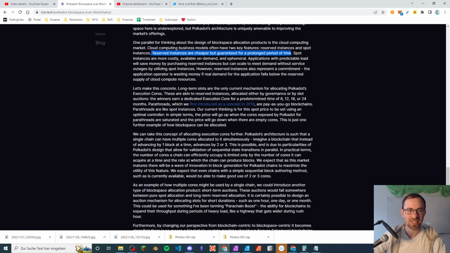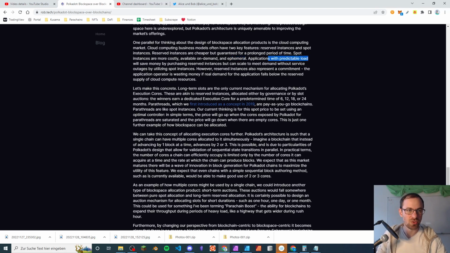Yeah, it's like this. So a reserved instance is cheaper, but you basically reserve it for a whole month, for a whole year. You get a cheaper price, and it's dedicated for you. But whether you utilize it or not is up to you. Spot instances are more costly. You buy them on the spot when you need them. They are more costly, available on demand, and ephemeral. They come and they go.